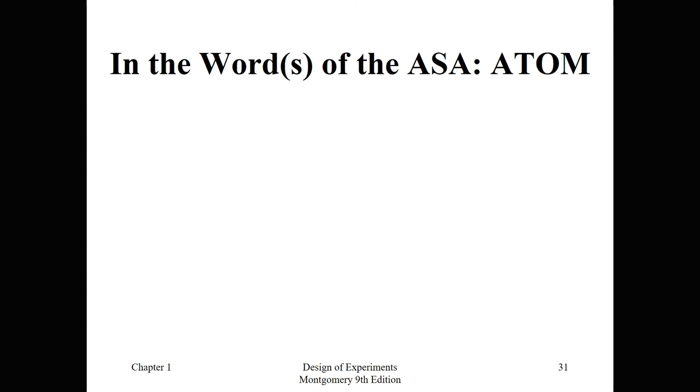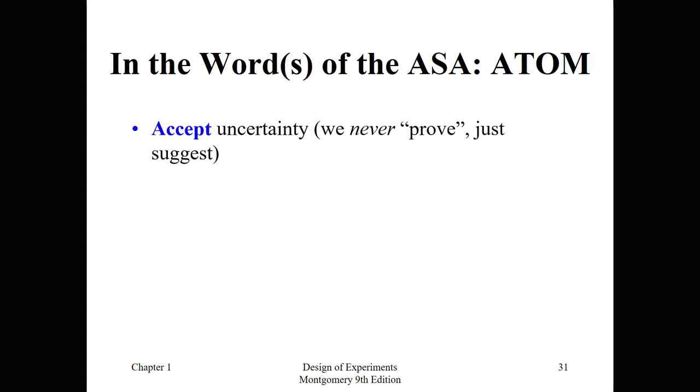So the American Statistical Association provides an acronym, ATOM, for how we should approach interpretation and conclusions. First, accepting uncertainty. Realize that we never prove something. All that we do is provide evidence for. And I think providing evidence for is a bit of a better term than suggest. We don't just suggest, we do provide evidence for. We use data to provide evidence for conclusions.